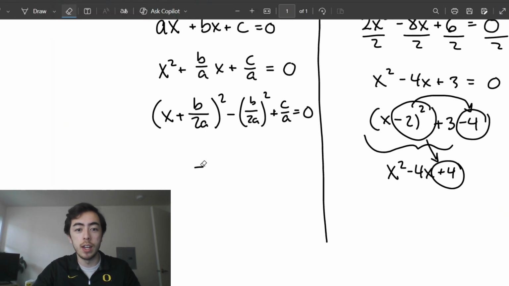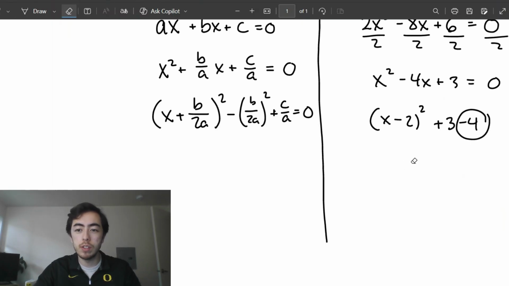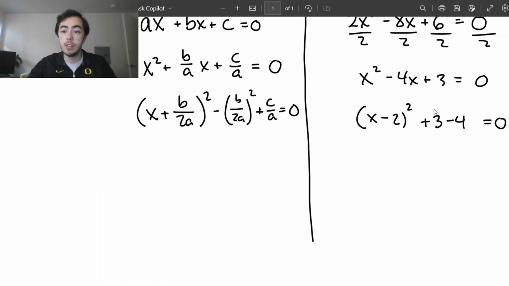On the right-hand side, I can just combine that +3 and -4 as a -1. But so that I can keep a comparison going between the two different expressions, I won't. Next up, let's isolate this x squared term. So I could use opposite operations and move that +3 and -4 to the other side of the equation, keep this x minus 2 squared.